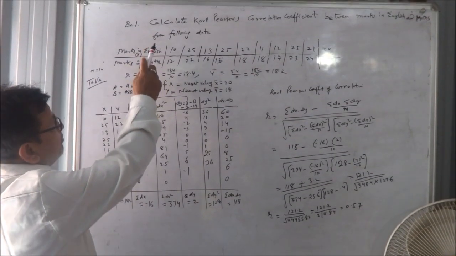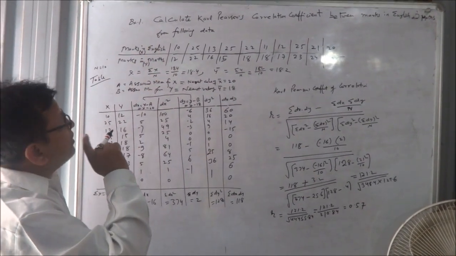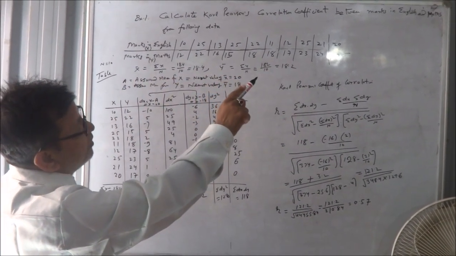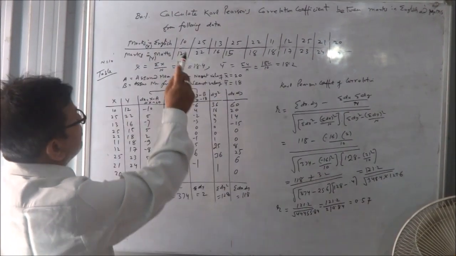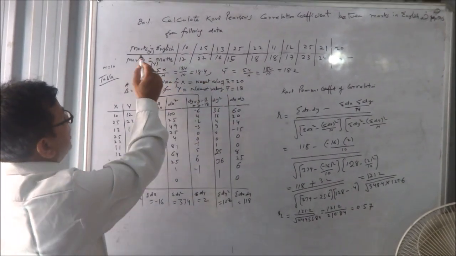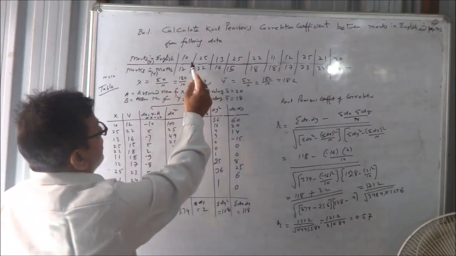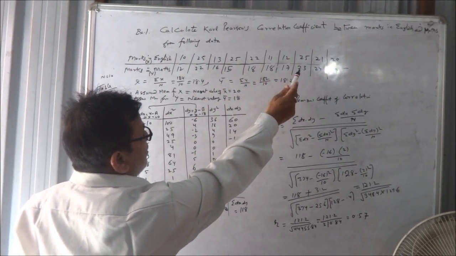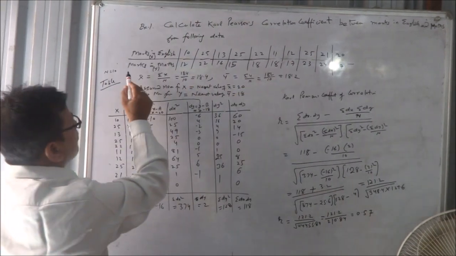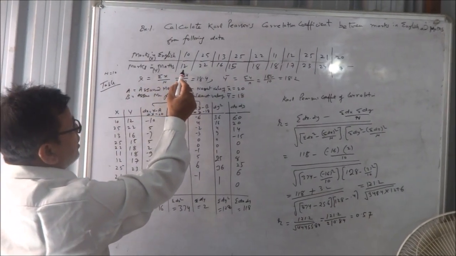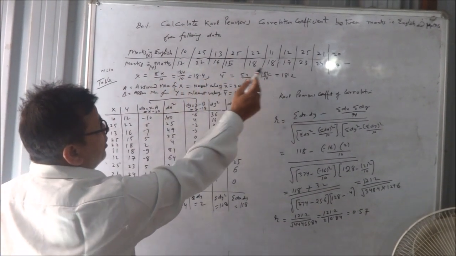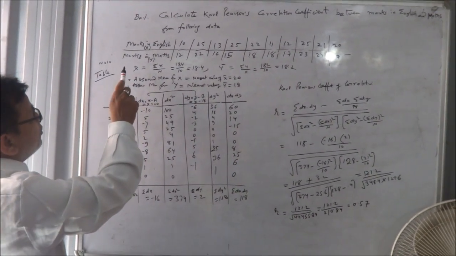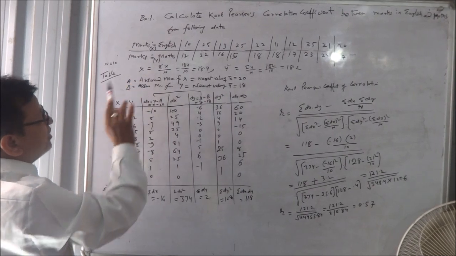Let us take an example based on Karl Pearson coefficient. The question is, calculate Karl Pearson coefficient between the marks in English and mathematics from the following data. Data is marks in English 10, 25, 13, 25, 22, 11, 12, 25, 21 and 20, and marks in mathematics are also given 12, 22 and up to 17. So now we have to calculate Karl Pearson coefficient between the marks in English and marks in maths.